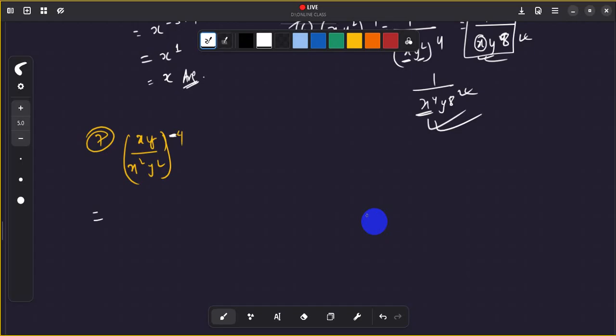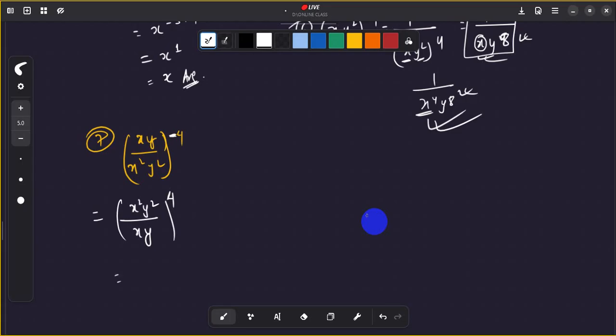Reciprocal means we can just interchange the numerator and denominator. So this denominator becomes numerator. So x square y square becomes numerator by xy. This xy becomes denominator. It's whole power 4 now. This negative 4 converts to positive whenever they are interchanged.